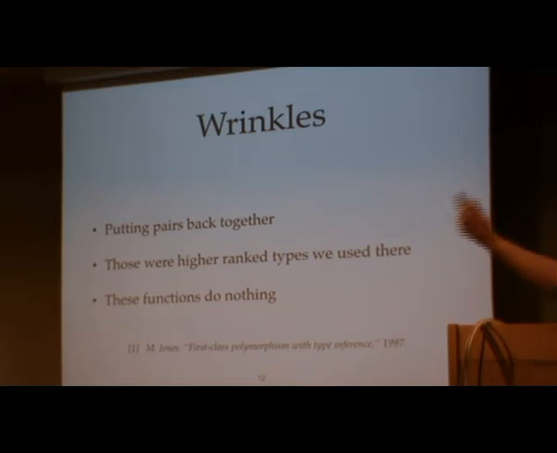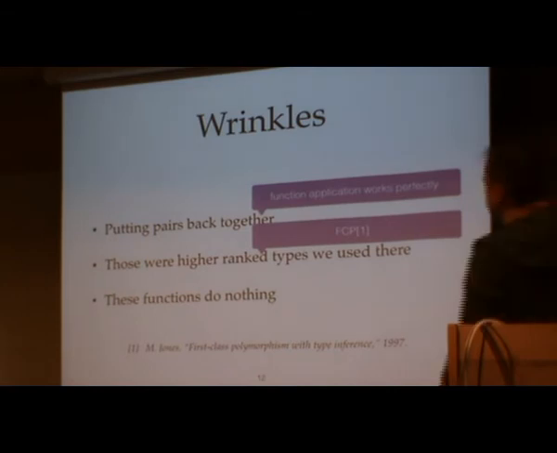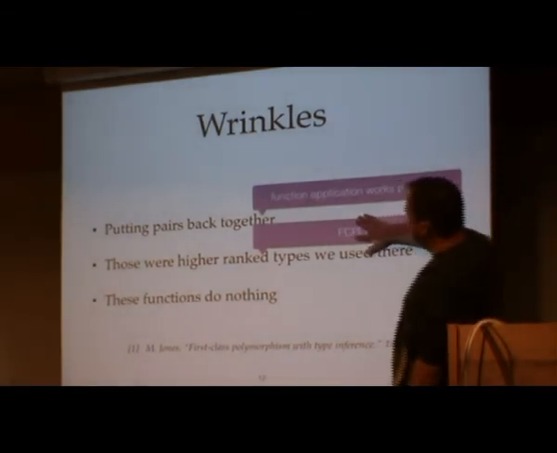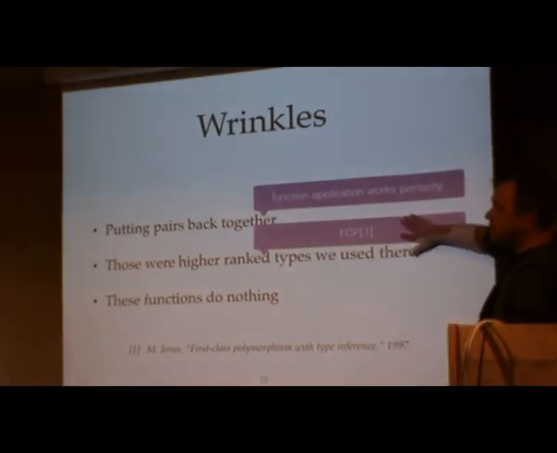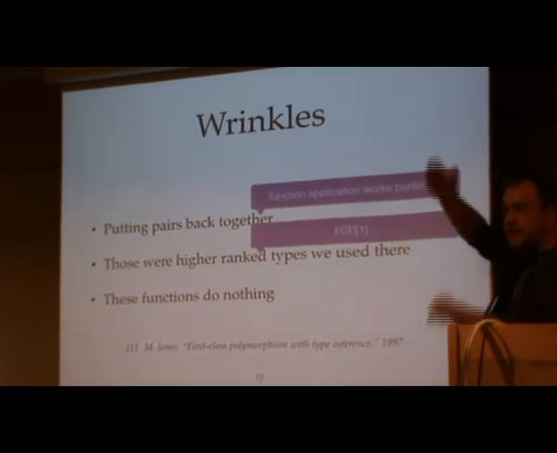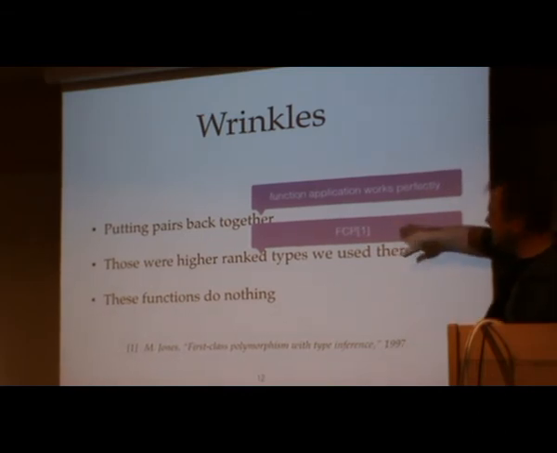And the identity functions did nothing in that example. So function application works perfectly for putting pairs back together. There is an existing type inference algorithm that can do higher rank types and polymorphic recursion without requiring type annotation, without requiring a two-directional type inference algorithm, and that's FCP.